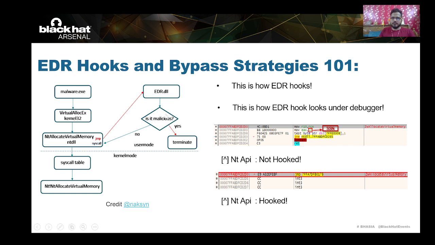So when we see this particular area under a debugger, we can see that this is called a stub, and this 18 thing is actually the SSN number, and in this case this particular Nt API isn't hooked. When this Nt API or syscall is hooked, you can see a jump instruction, and this particular address is the address of the EDR DLL.